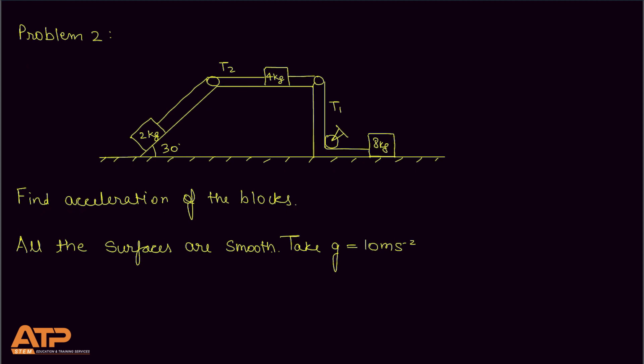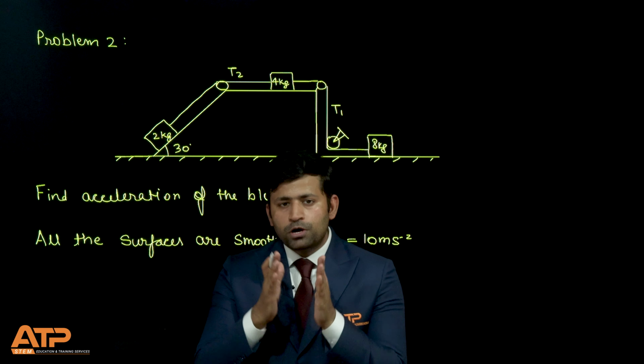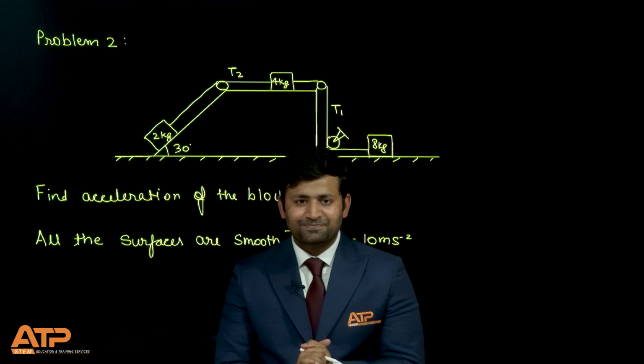In this question, you can see we have 2 kg, 4 kg and 8 kg connected by a light string, which is placed on a smooth surface. Now we have to find the acceleration of these blocks. All the surfaces are smooth, and we have to take g as 10 to get the answer. Now I will suggest you pause this video, do it by yourself, and get the answer.